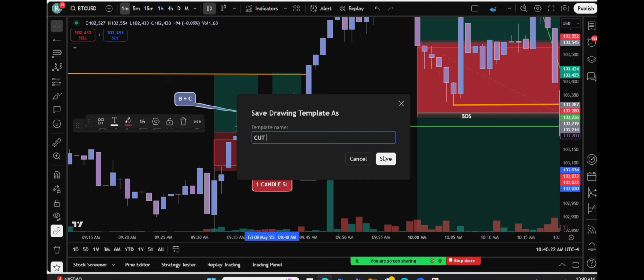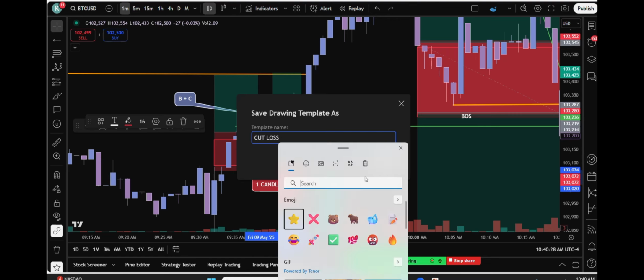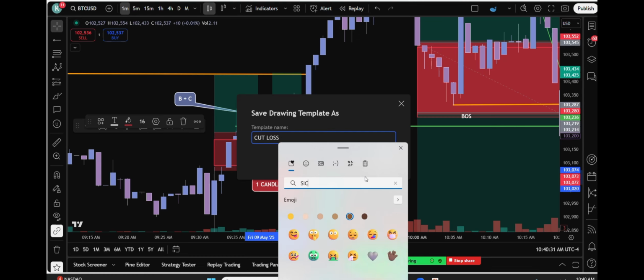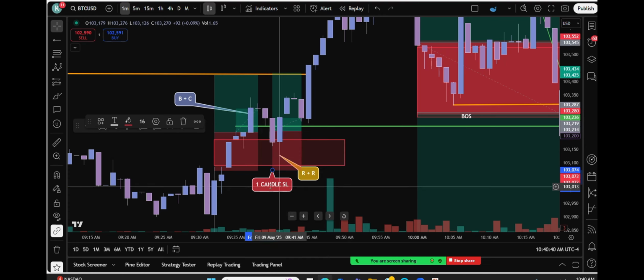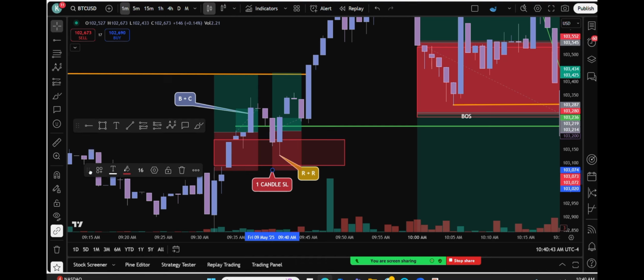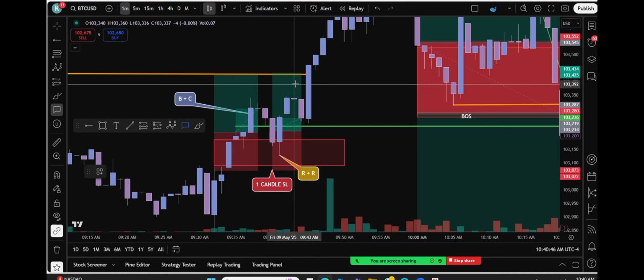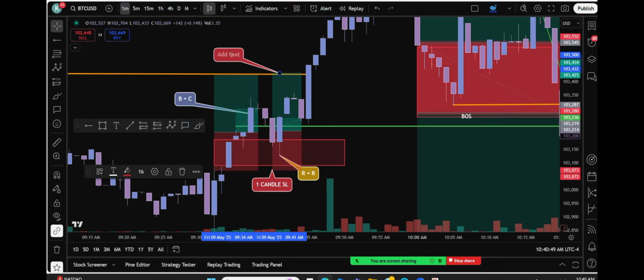Let's put cut loss. Let's put some scissors or something. I don't know how to spell scissors. Alright. Stop loss, 1 candle. Our take profit is always going to be opposite.